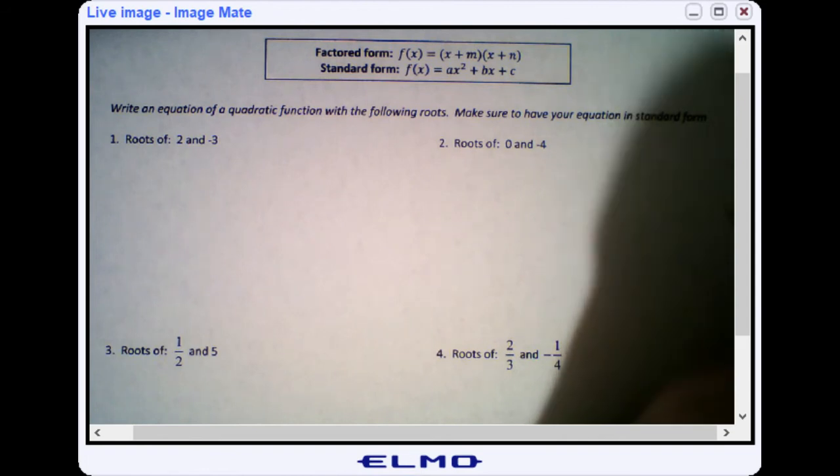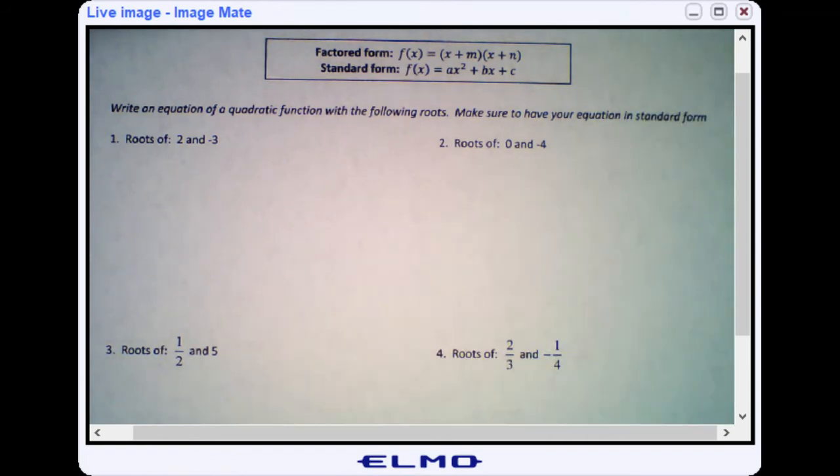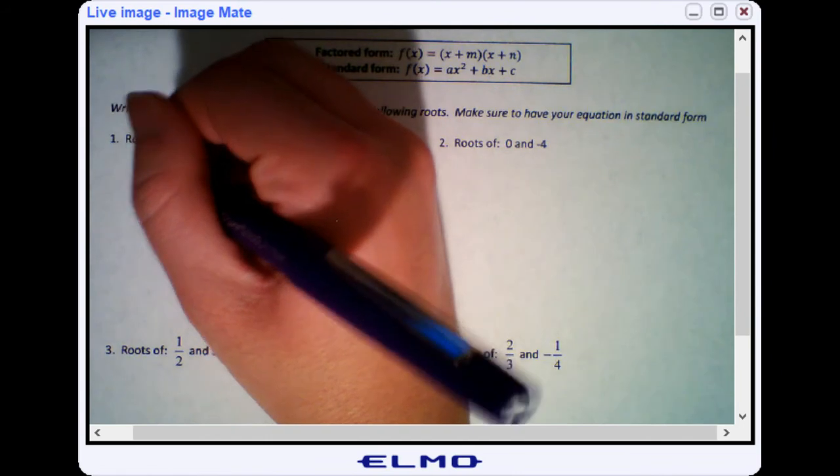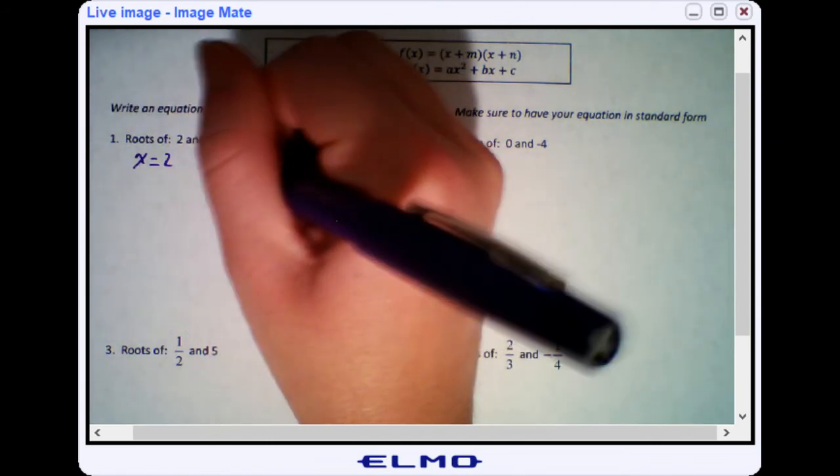So we're going to write an equation with the following roots. We want to make sure our answer is in standard form. So our goal is to get rid of the parentheses. I know my roots are 2 and negative 3. Basically, that means that I know x equals 2 and I know x equals negative 3.